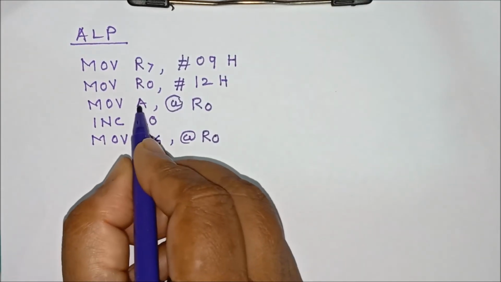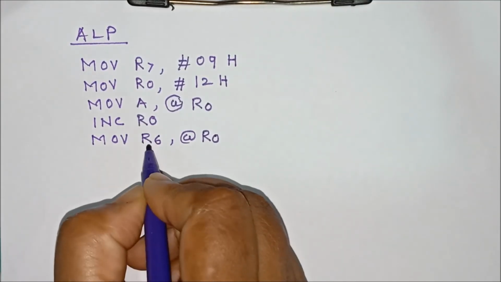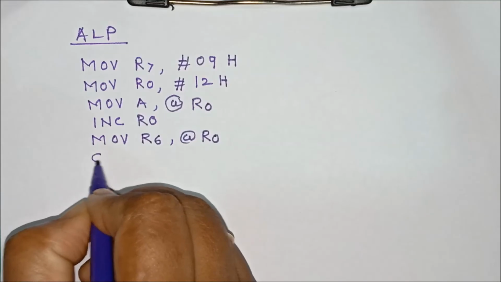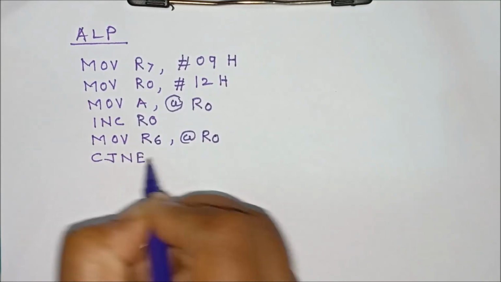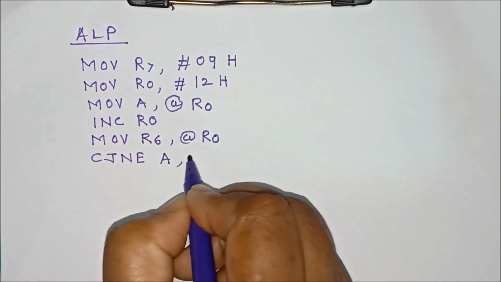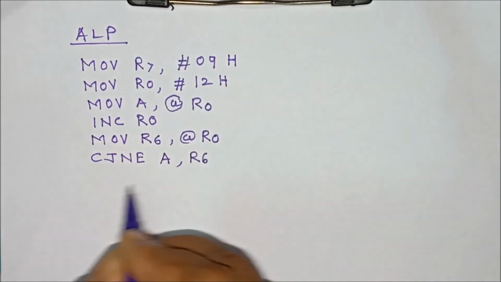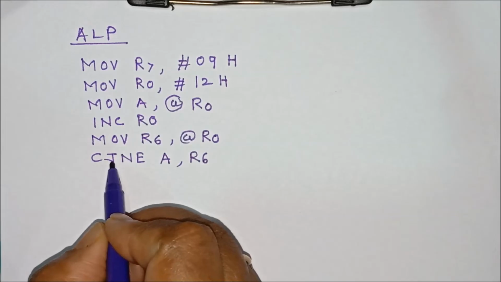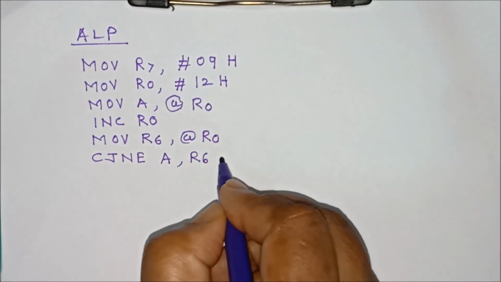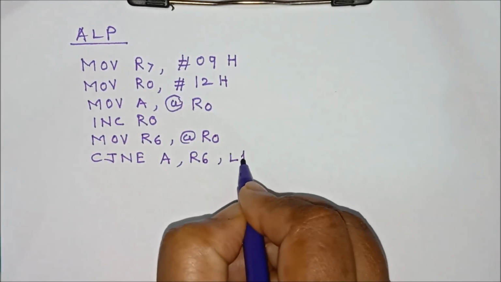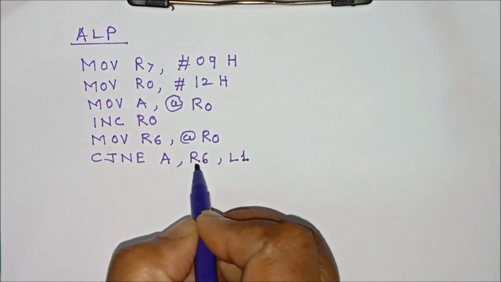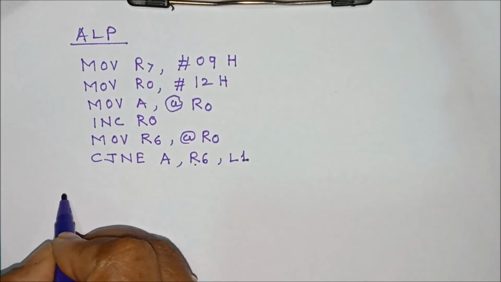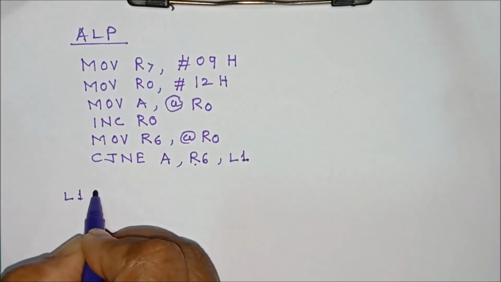Now we want to compare accumulator contents and R6 contents. So for that we'll use instruction CJNE, compare accumulator with register R6. So compare and jump if not equal to label. So I'll write here label L1. If contents of accumulator and R6 are not equal, it will move to label L1.